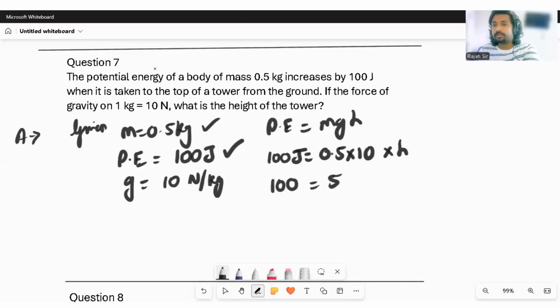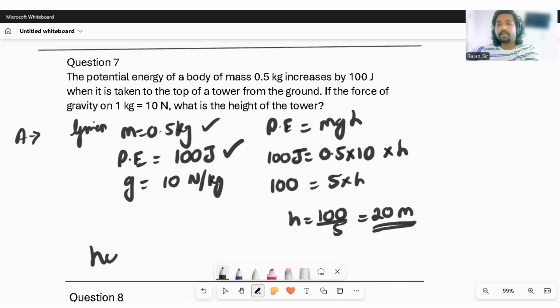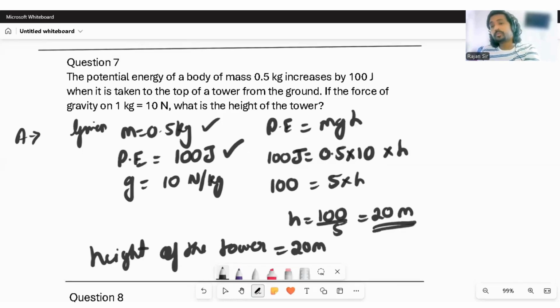0.5 into 10 is 5, into h. So we have h equal to 100 by 5, which is 20 meter. So the height of the tower is, you can write, height of the tower is 20 meter. Quite interesting. Very easy. These are easy questions now.